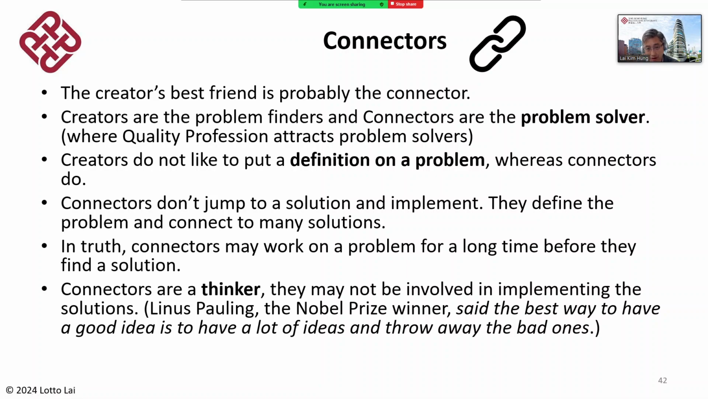Here's a finger. They may not be involved in implementation, but they find a solution. Linus Pauling, a Nobel Prize winner, said the best way to have a good idea is to have a lot of ideas and then throw away the bad ones.